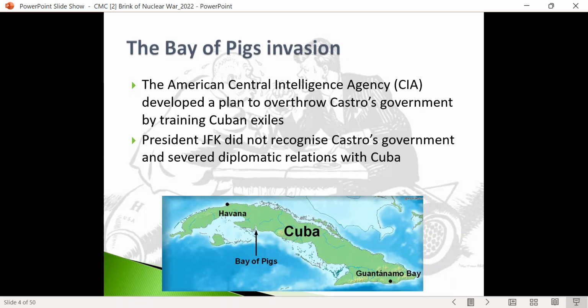JFK did not recognize Castro's government and severed diplomatic relations with Cuba. For the exact timeline, go to your textbook, or search in your PLB if you don't have it in your exam. Here, 17th April 1961.